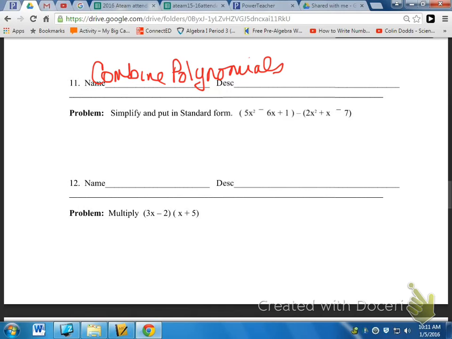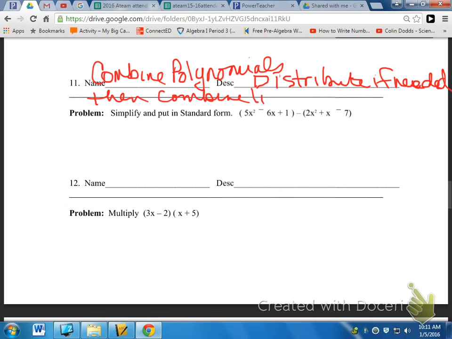Okay, so this one says for the description, distribute if needed. That means if there's something out in front of one of the parentheses, you distribute through, and then combine like terms. Distribute if needed, then combine like terms.